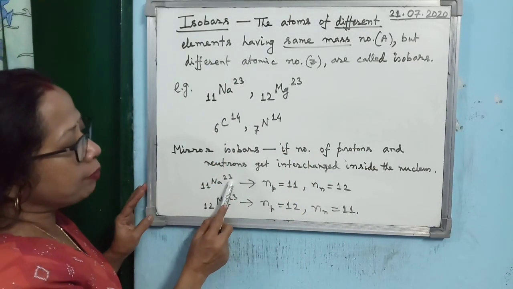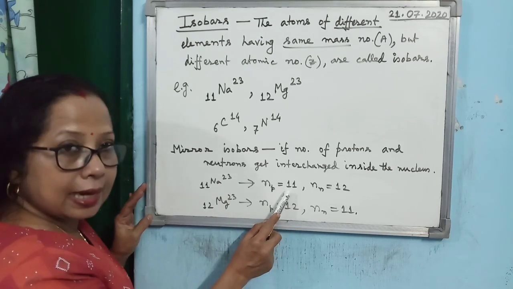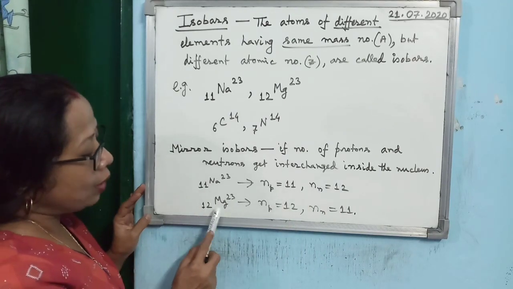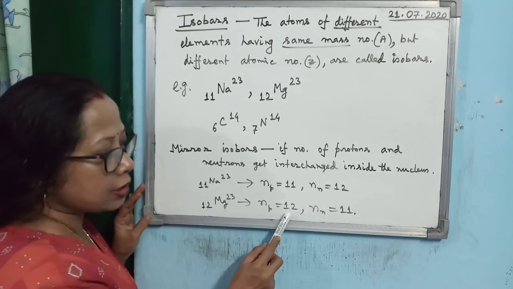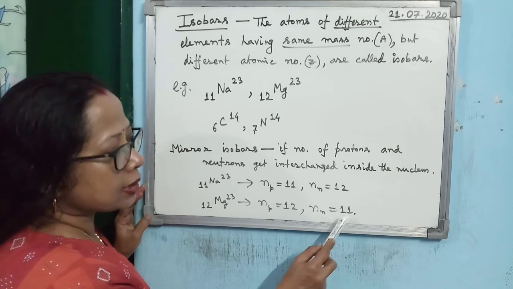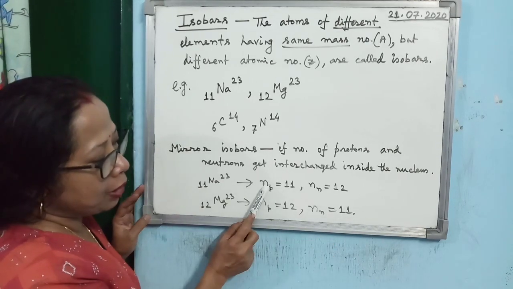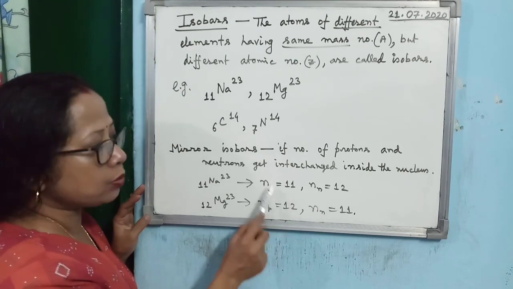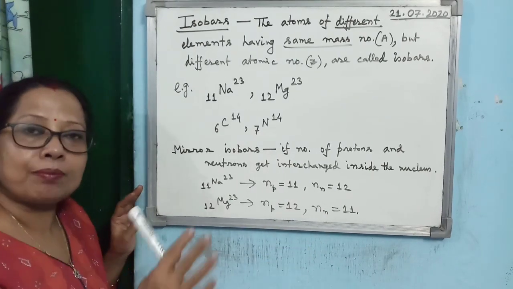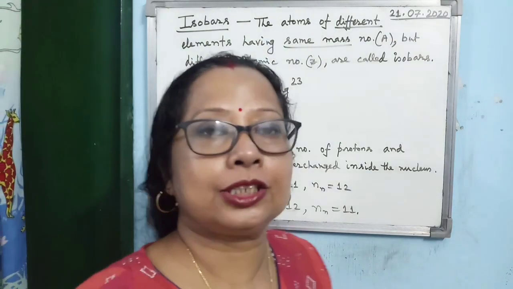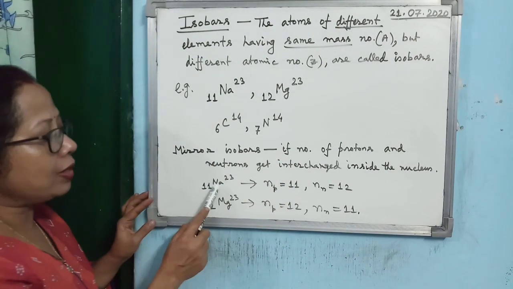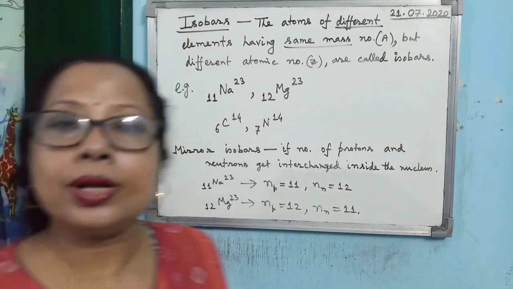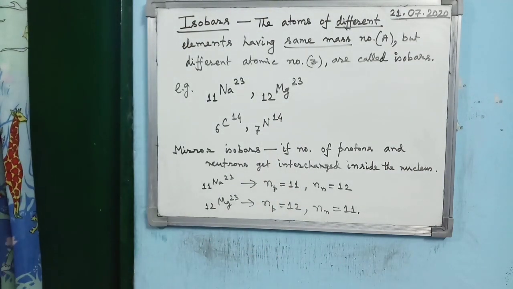Just consider this example. For 11 sodium 23, how many protons are there? 11. How many neutrons are there? 12. But if you consider 12 magnesium 23, how many protons are there? 12. How many neutrons are there? 11. So look at it: number of protons equals number of neutrons, and number of neutrons equals number of protons. It is as if the number of protons and neutrons are getting interchanged. So these two, 11 sodium 23 and 12 magnesium 23, are known as the mirror isobars.